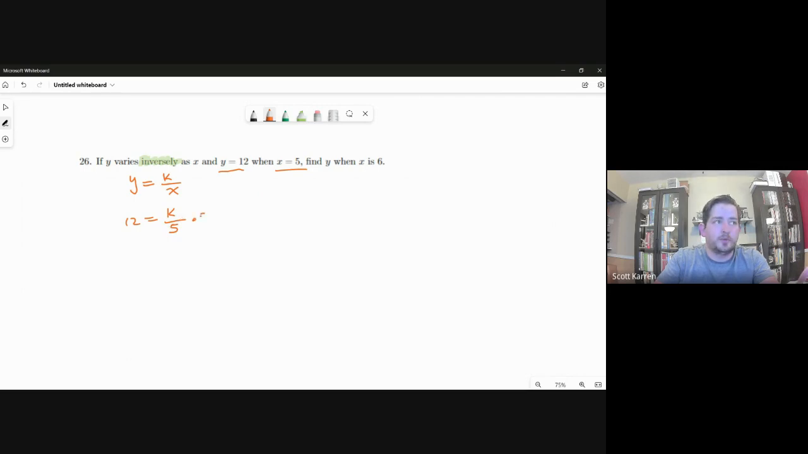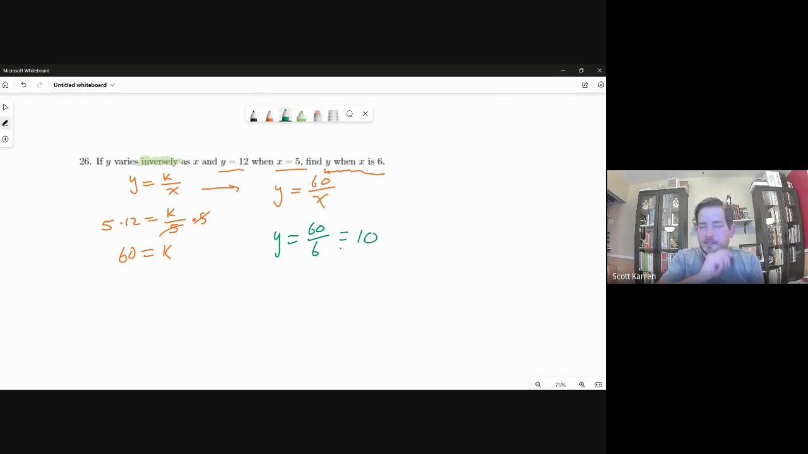I'll do so by multiplying both sides by 5. And so on the left, I end up with 60. And on the right, I have isolated k because 5 and 5 cancel out. So I know what k is. And that tells me that this equation is now specifically y equals 60 over x. And then they're asking you to find y when x is 6. So I'm just going to plug in 6 for x, and that's easy. That's 10. So what is y when x is 6? Y is 10 when x is 6.